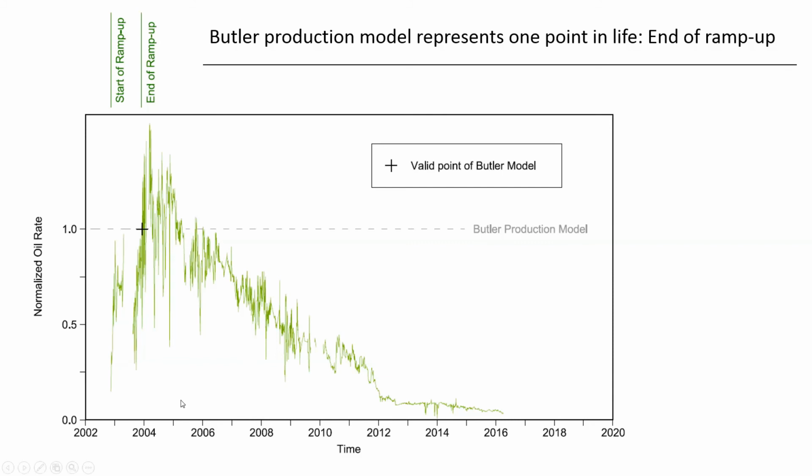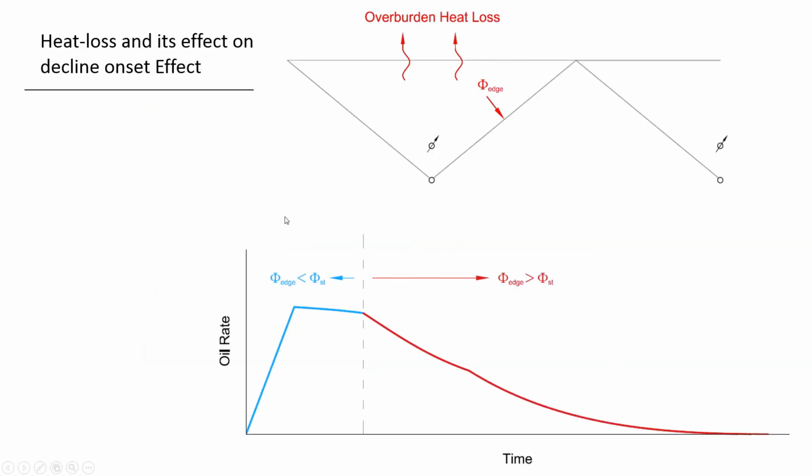All right. So let's assume we can do this, but we have to have time variable factors to capture this change. One of them is the onset of the decline, which only relies on thermodynamics. So it relies on how much overburden heat loss we got, how much heat loss we got here, and how much heat we provide into the reservoir.